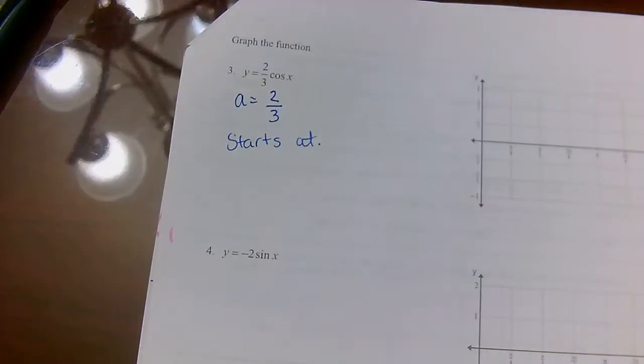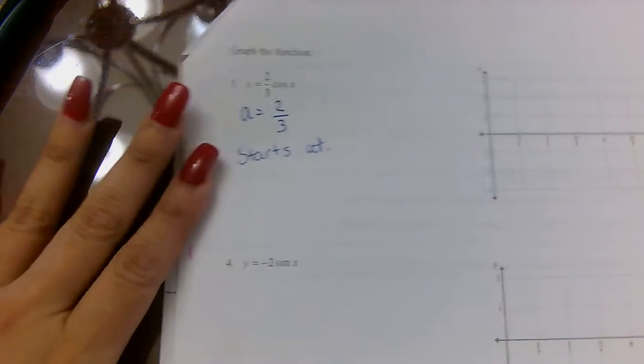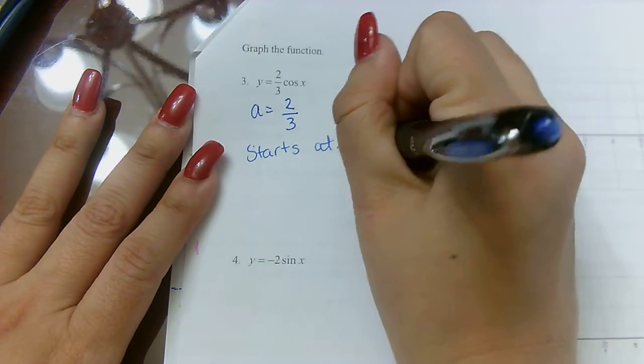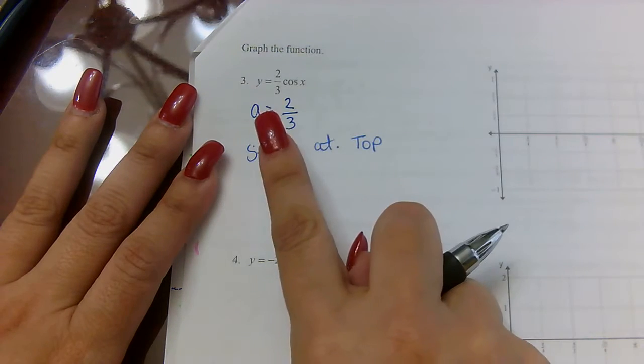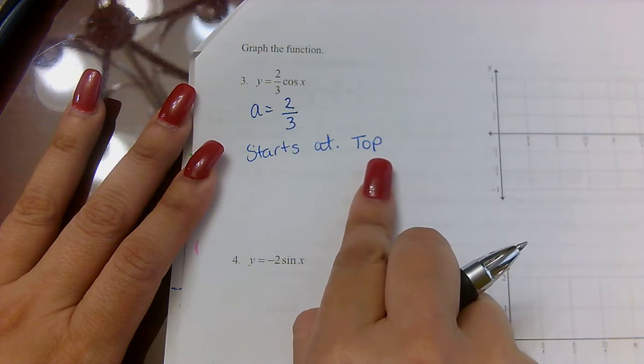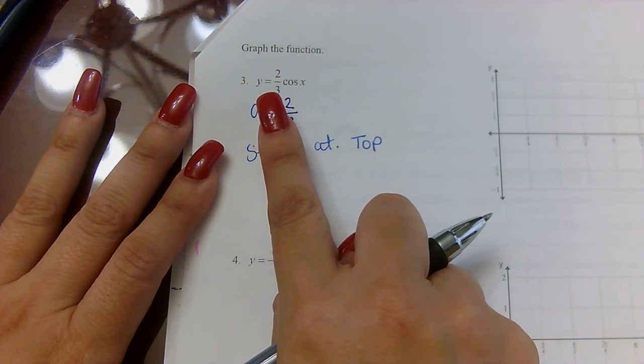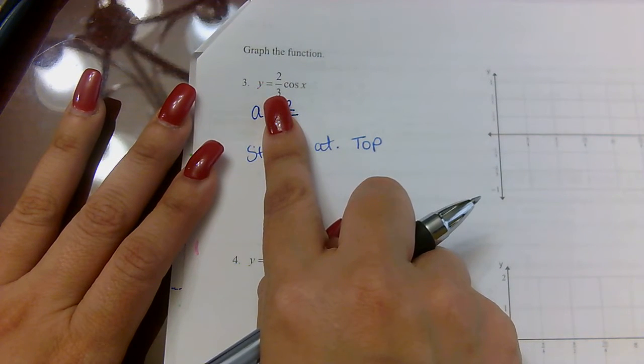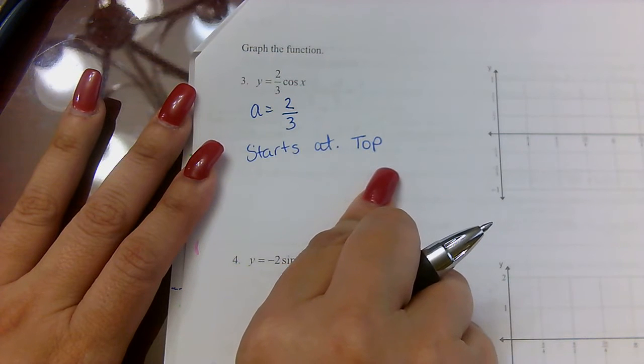So let's go back to our graph, and here we're going to ask ourselves, where does it start? Does it start at the top, at the bottom, or at the center? Because there is no negative in front of A, we are going to start at the top. So cosine always starts either at the top or at the bottom. If there's a negative in front of the A, it starts at the bottom. If it's a positive value in front of the A, it's going to start at the top.